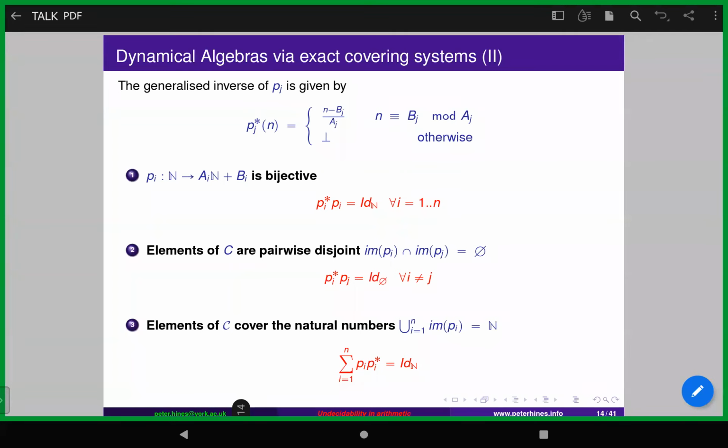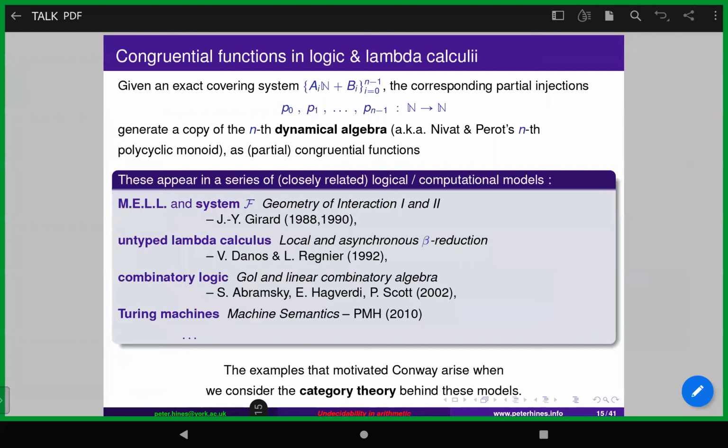And then finally, we need that the elements of our exact covering system cover the whole of the natural numbers. So we take a modulo class, map it to n, map it back to the same modulo class. We get a partial identity on that modulo class. And then we take the sum of all these partial identities, giving us the identity on the natural numbers. So we get three defining conditions for an algebraic structure. And the question is, is this familiar? And the answer is yes, it is.